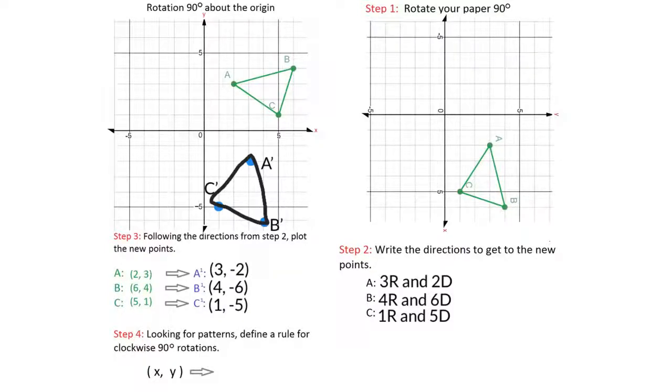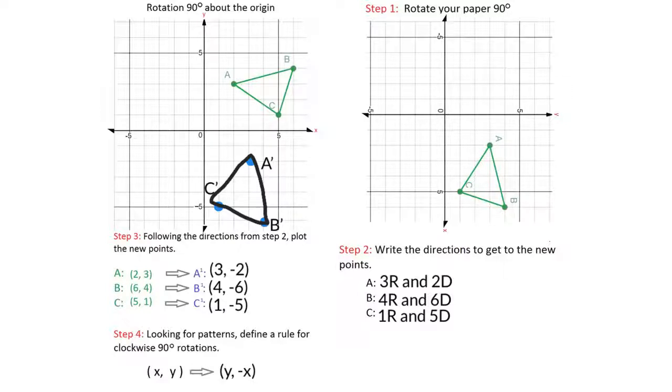So let's go ahead and try to write a rule for that. We know x and y will switch, but we need the opposite of x. And to show the opposite in math, we use a negative sign. So our new points for the prime will be (y, -x). And it's important to think of that negative sign on x, not so much as a negative, but as the opposite.